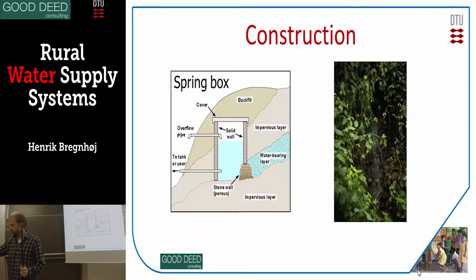Therefore you used to make some kind of construction here, which is called a spring box. Here comes the water, and usually it was running out here, soon quickly getting dirty by the soil here. So you dig a hole and you build a small construction where the water is running in, so you keep it clean before it gets contaminated and get it into the pipe, and so you can lead it to the village. And that's how you keep it clean, avoid contamination of it.